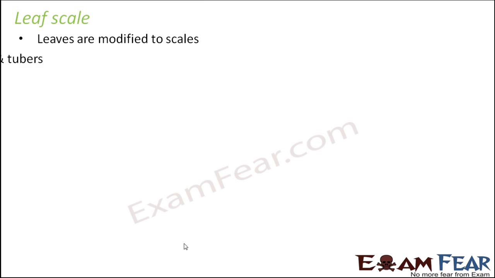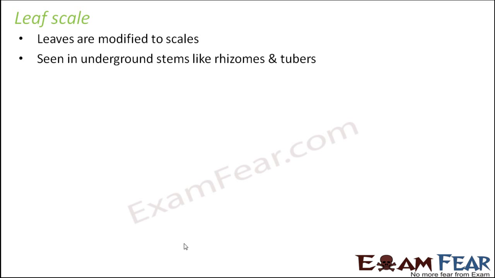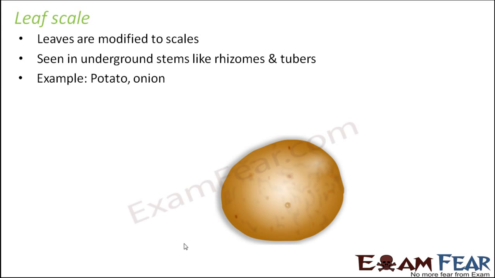A very good example would be potato. So it is generally seen in underground stems like rhizomes and tubers. We have discussed underground stems, right? Tubers of potato, rhizomes of ginger. If you look at a ginger or a potato, you can actually see that there are some leaf-like, very thin paper-like structures present over the eye of the potato. If this is the eye of the potato, you actually have these kinds of scale leaves present. So these are also modifications or modified structures of leaves.